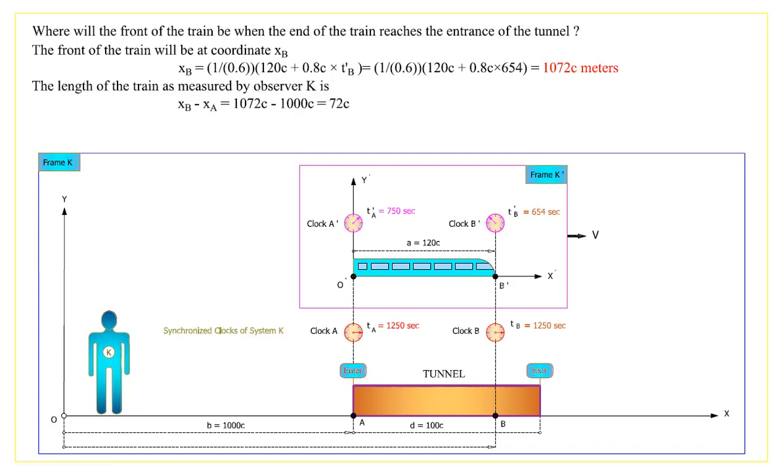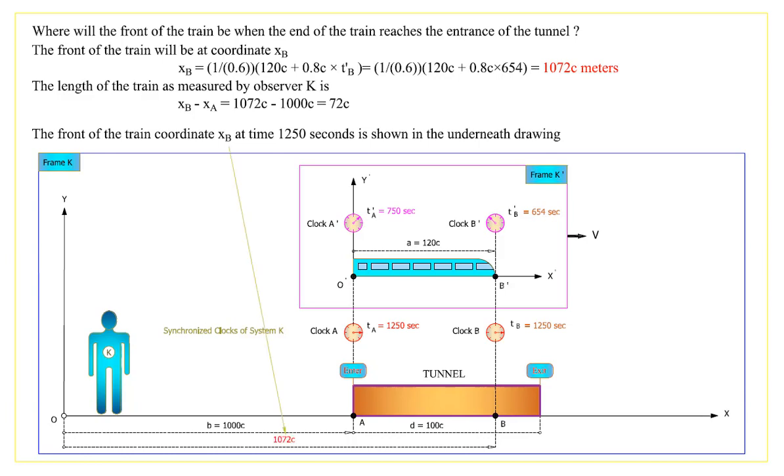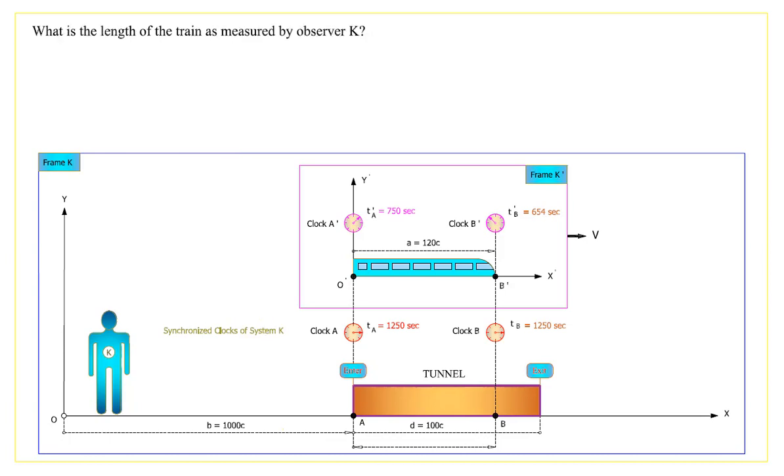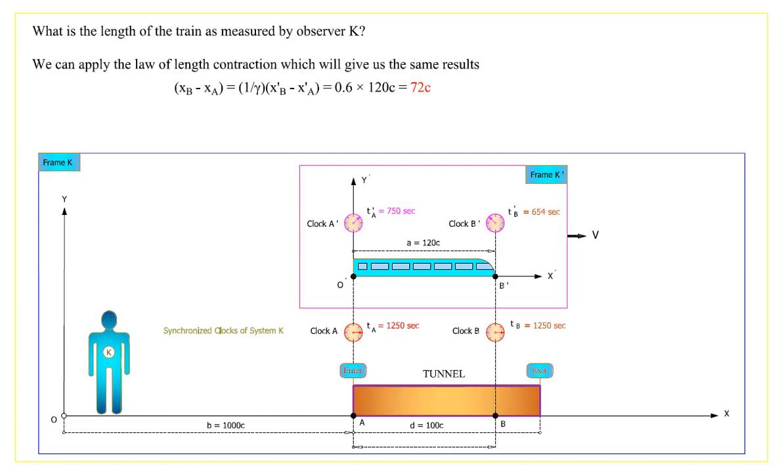The length of the train as measured by observer k is xb minus xa equals 1072 c minus 1000 c equals 72 c. The front of the train coordinate xb at time 1250 seconds is shown in the underneath drawing. What is the length of the train as measured by observer k? We can apply the law of length contraction which will give us the same results. xb minus xa equals 72 c. The length of the train as measured by observer k is shown in the underneath drawing.